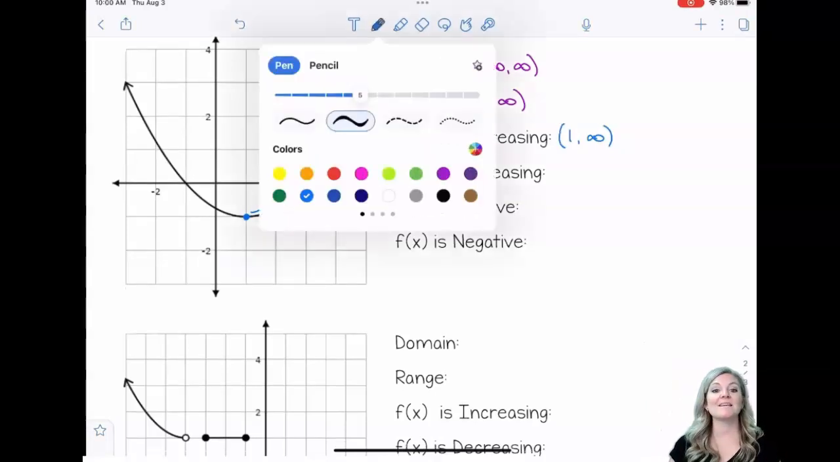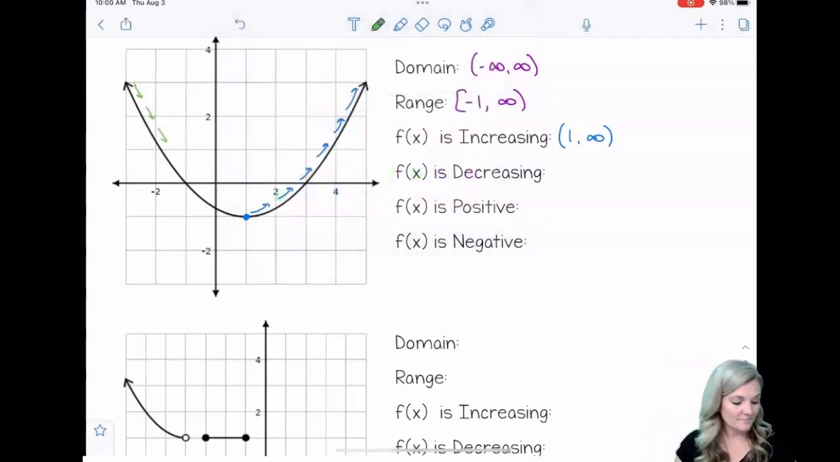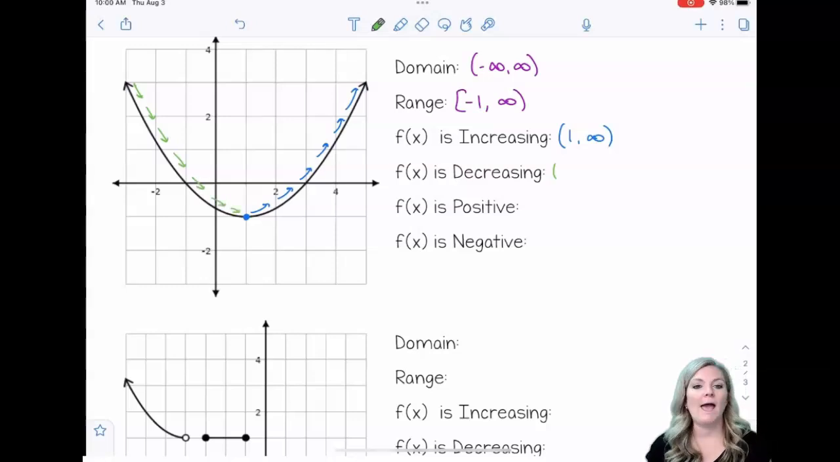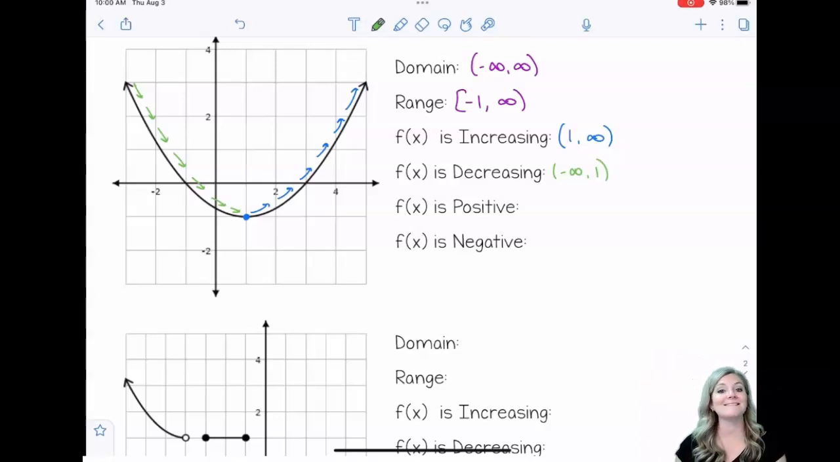Now, where is this decreasing? Where is it going downhill? Well, that's the left side. It is decreasing all over there. And where is that starting its decrease? It's starting at negative infinity and stopping at 1. And again, 1 is not going to get included because your vertex does not have a positive nor a negative slope. It doesn't have either one.